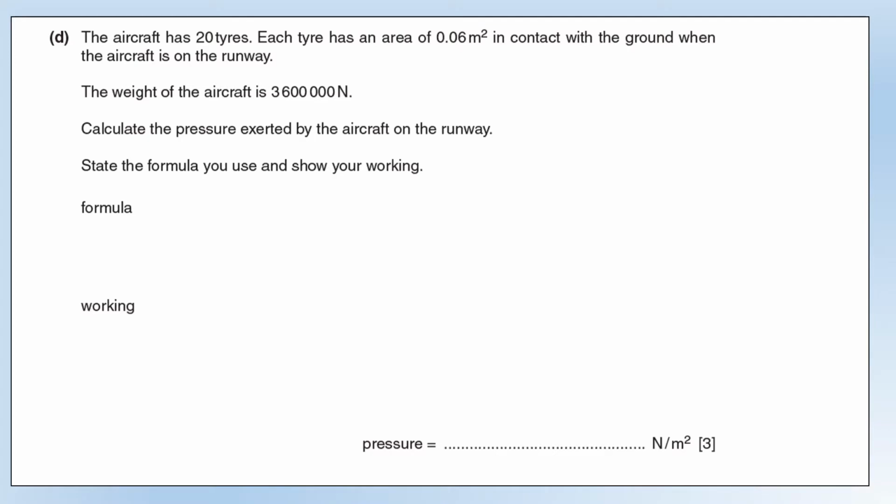So the aircraft has 20 tires. Each tire has an area of 0.06 meters squared. The weight is 3.6 million newtons. Calculate the pressure exerted by the aircraft.